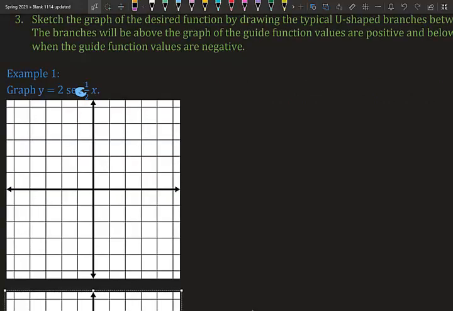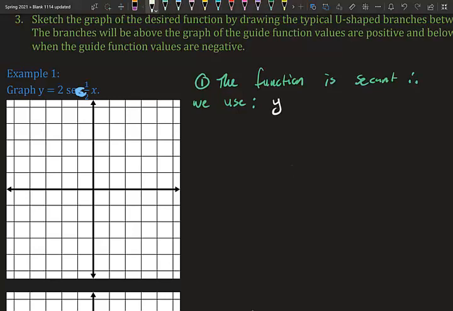Alright, example 1. y equals 2 secant 1/2 x. So let's follow our steps. Our first step is to graph the reciprocal. So the function is secant. Therefore, we're going to use the reciprocal version. So literally, we're just going to replace secant with cosine.